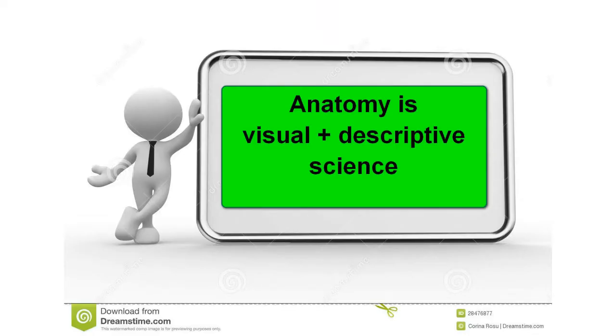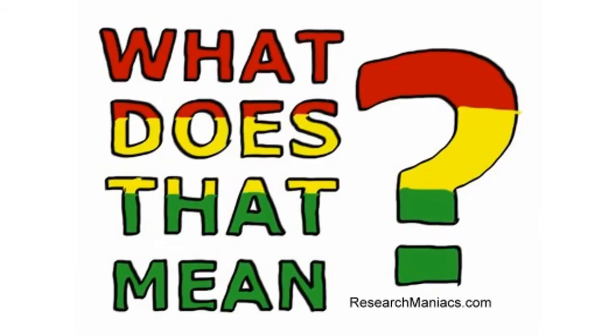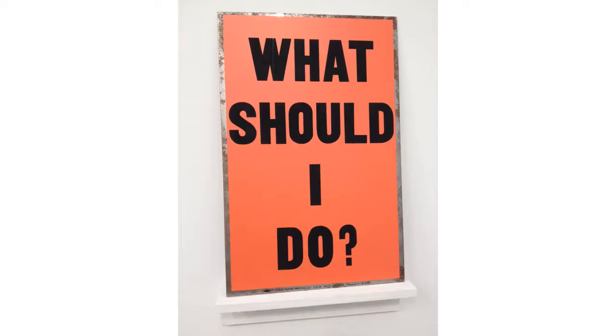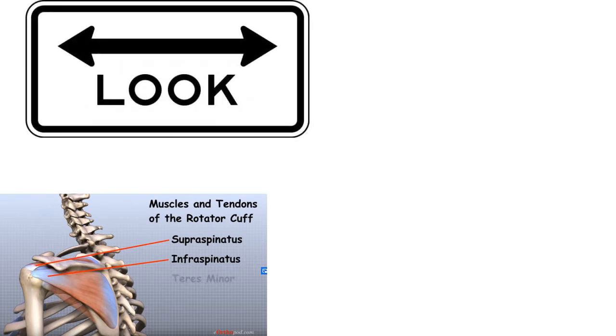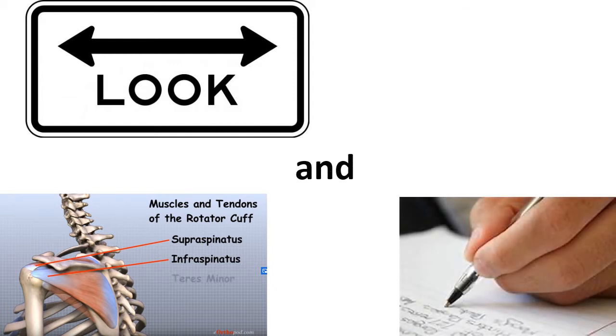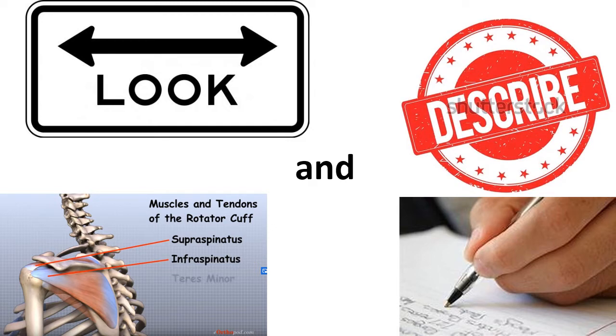I always need to remind myself and you that anatomy is a visual and descriptive science. What does that mean? And what should I do? Here is what I should do. I always put an image in front of me and have a very good look at it, and then write down my notes on that image, describing it.